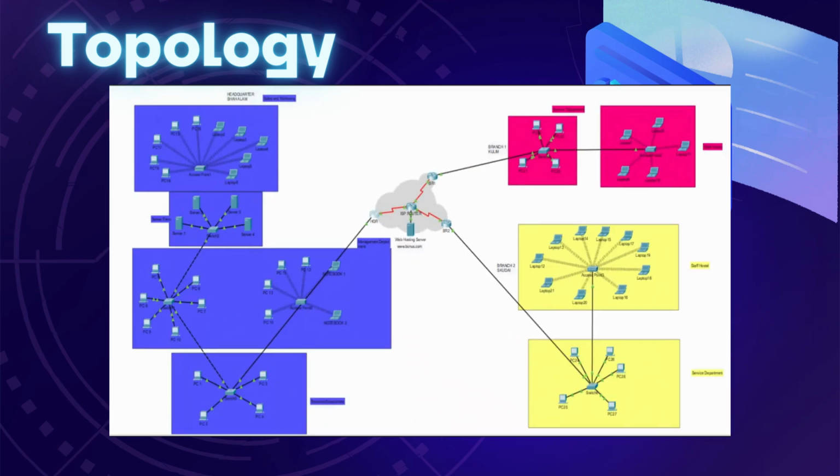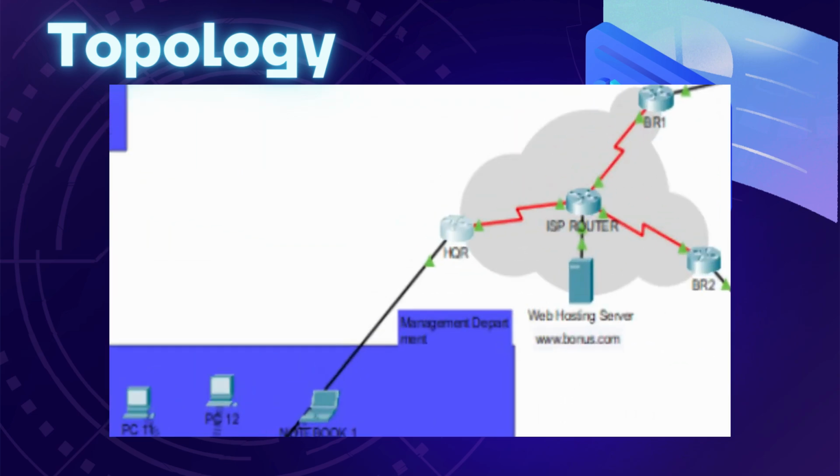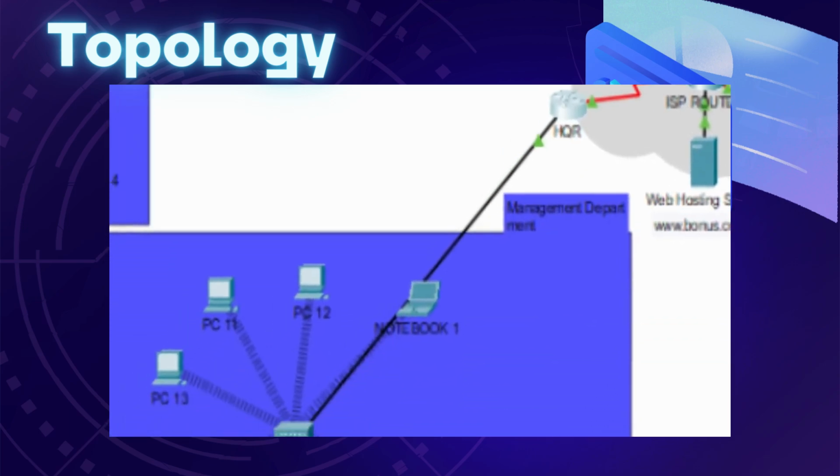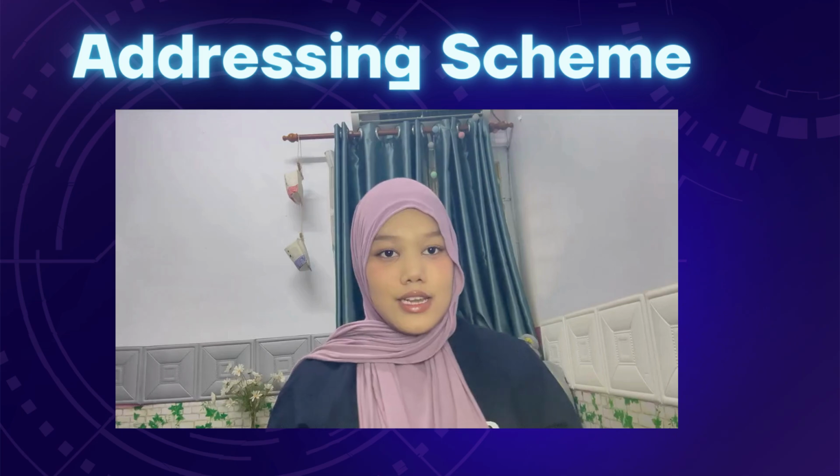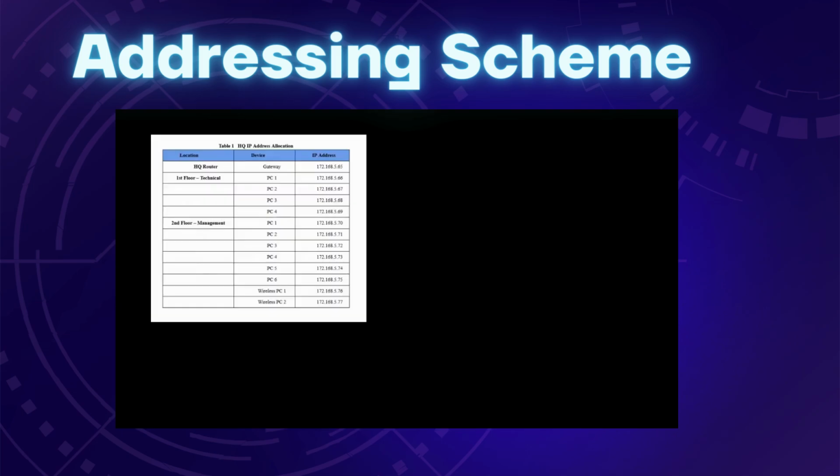We have labeled every device with a clear convention like PC1 or access point, so we can identify every node instantly. The HQ router connects to the internal network via interface GigabitEthernet 0/0 with the gateway 172.168.5.65. Now, how do we get these addresses?